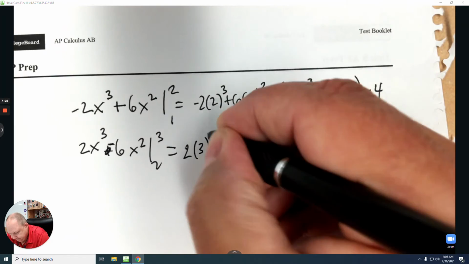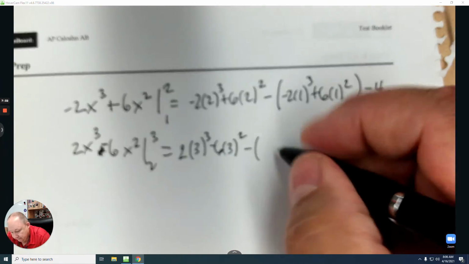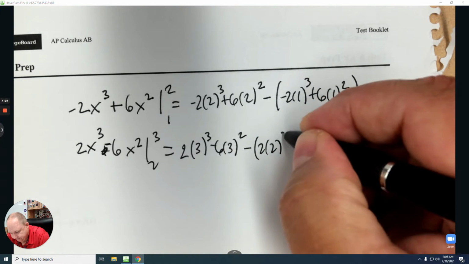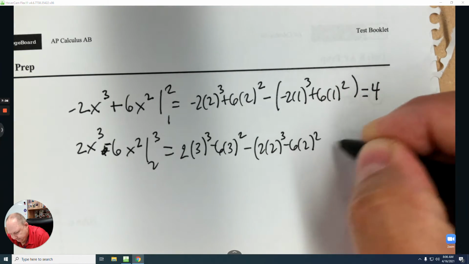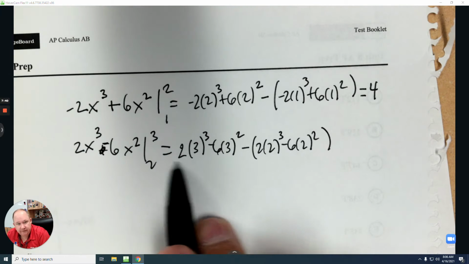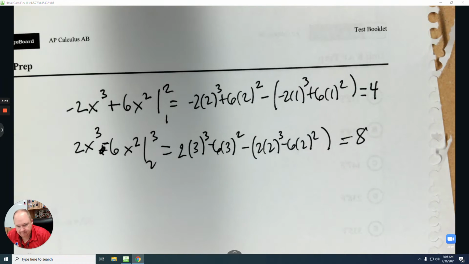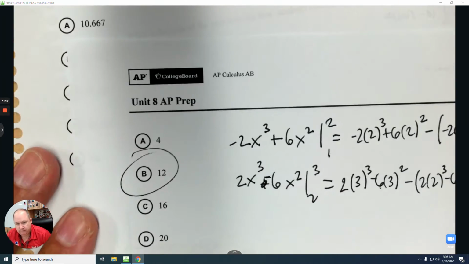Plug in 3. Use parentheses, plug in 2. And then whatever this number is, subtract this number. If you did that right, you get positive 8. So if you add it together, that answer is 12, and that's why it matches with B.